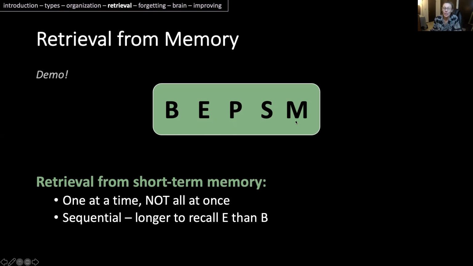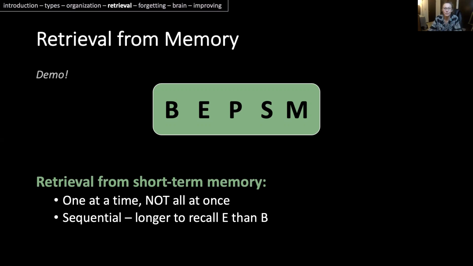So studies have shown that, for instance, retrieving the letter E from the list takes about 38 milliseconds longer than retrieving B. So when I asked you about S, likely you had to kind of go through the list in order before you could answer that question. So we know that retrieval from short-term memory is one at a time and sequential.